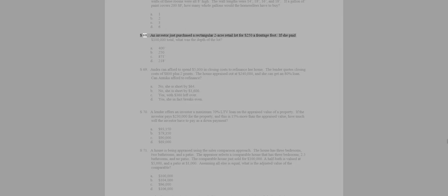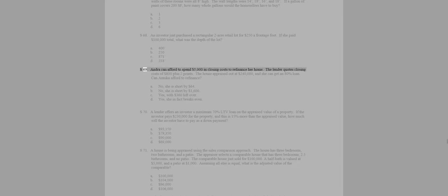S68. An investor just purchased a rectangular 2-acre retail lot for $250 a frontage foot. If she paid $100,000 total, what was the depth of the lot? A. 400, B. 250, C. 871, D. 218.